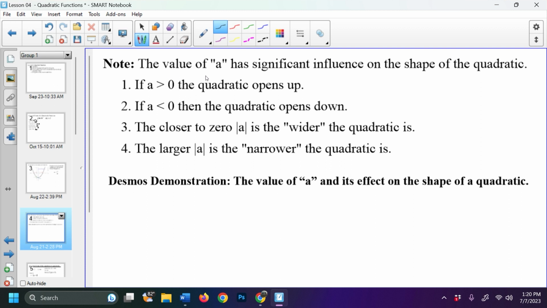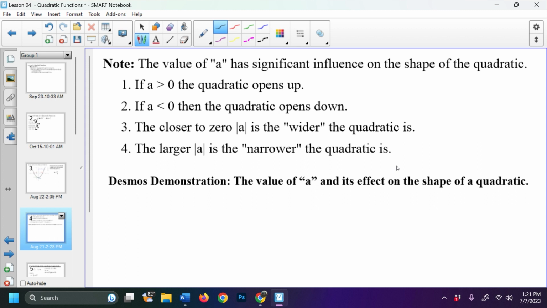Note, the value of a has a significant influence on the shape of the quadratic. If a is greater than 0, then the quadratic opens up. If a is less than 0, then the quadratic opens down. The closer to 0 that the absolute value of a is, the wider the quadratic is, and the larger that the absolute value of a is, the narrower the quadratic is.